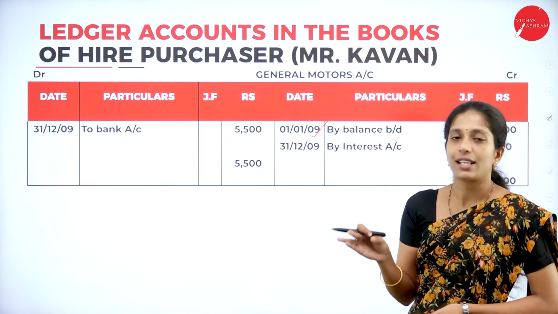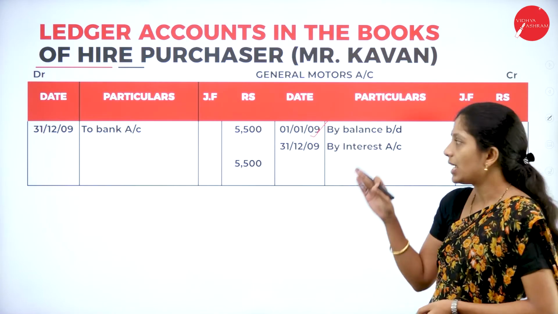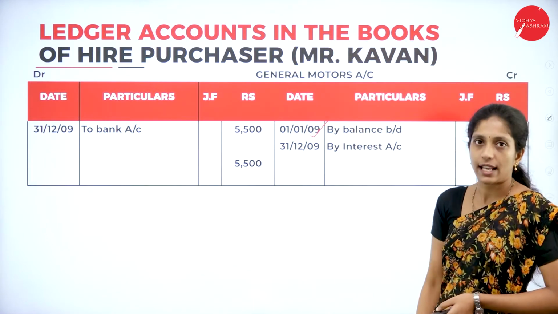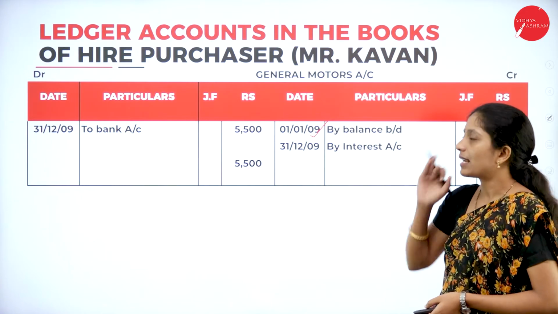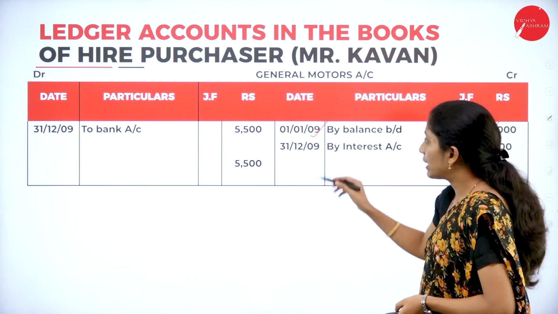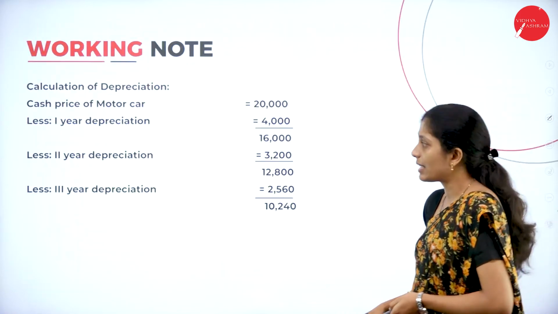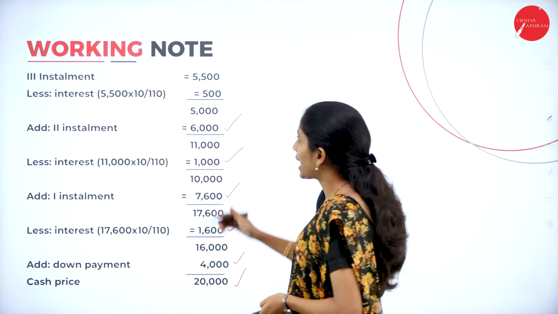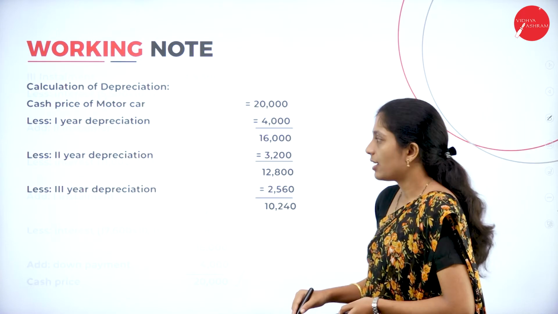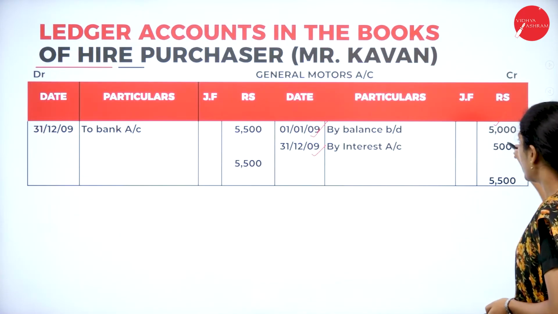So here also, the third year starts with interest due. What is the entry? Interest account debit to hire seller account. Here the hire seller is General Motors. So at the end of 2009, by interest account, what is the third year interest? We have already calculated how much? 500. So write that 500.